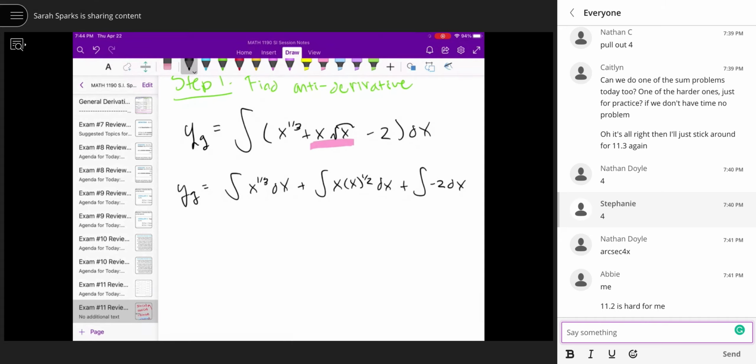Now if you remember our algebra rule, x to the a times x to the b is equal to x to the a plus b. So we're going to add this implied 1 power that's right there with that 1/2. So we're going to have that y general. And then let's do that all in the same step. I'm just going to leave that integral the same for right now. And then I'm going to combine those two x's to get x to the 3/2 dx. 1 plus 1/2 is 3/2. And then we have this minus the integral of 2 dx.